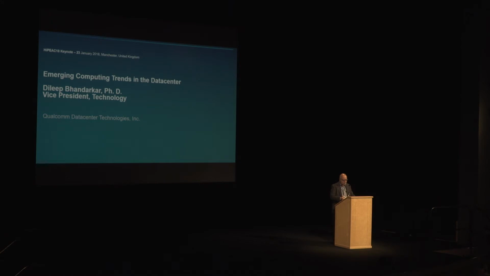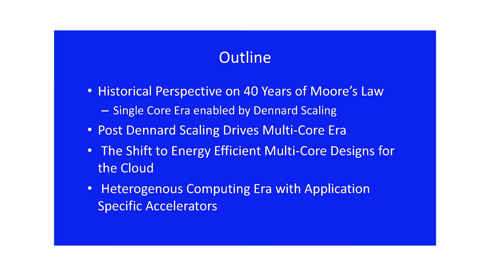So let's see what I've got here. What I'm going to do is give you a historical perspective of the first 40 years of Moore's Law. During this time, it was what I call the single-core era, where with every generation, the microprocessor's performance improved. And it was made easy by what's known as Dennard scaling, and I'll talk about what Dennard scaling is in a few slides. Well, in 2004, Dennard scaling ended, but Moore's Law didn't. And that started the multi-core era, and we'll talk about how that happened.